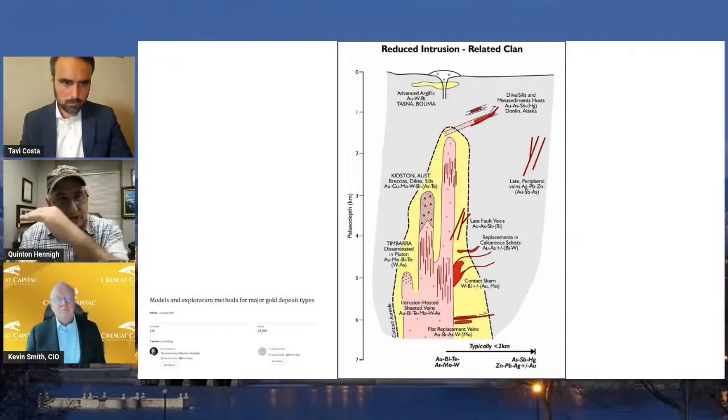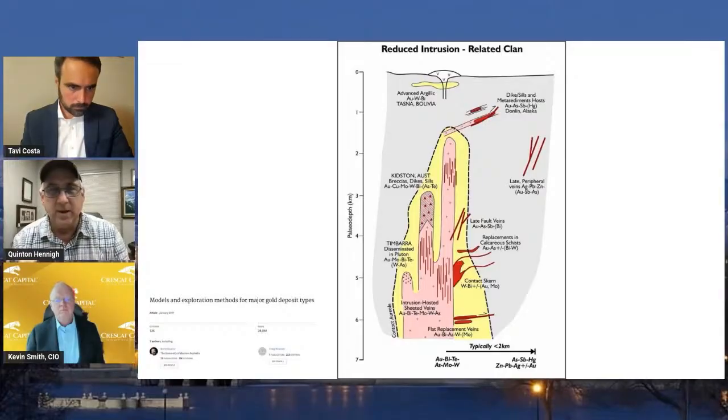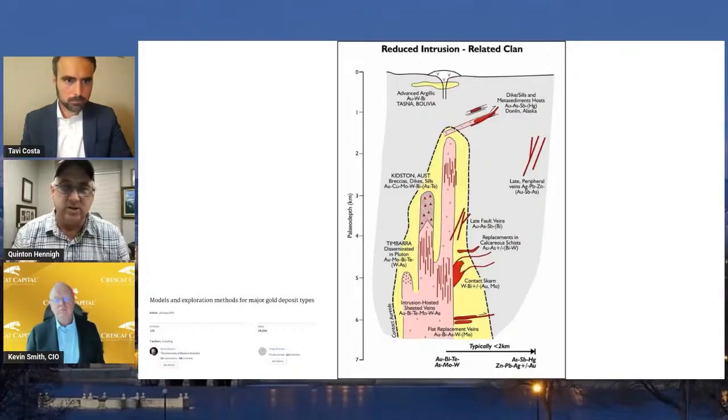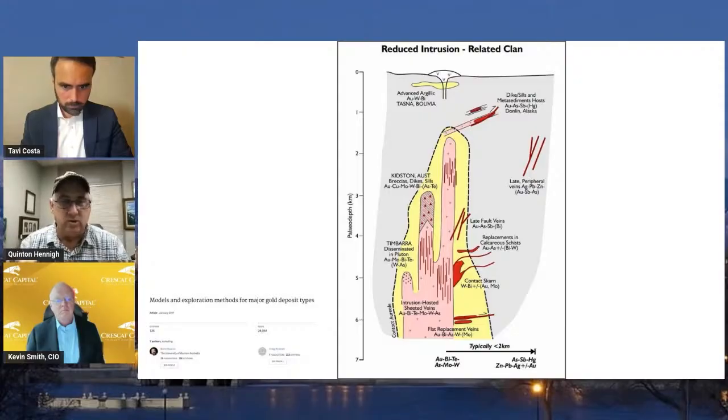You can also get structures that come off of the intrusion or feed off of the intrusion, and the fluids can find those structures, and they can replace rocks adjoining the intrusion, or the fluids can flow out and into fractures and fissures that extend away. But it's a pretty simplistic model.